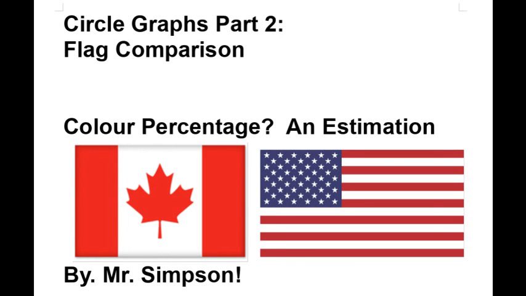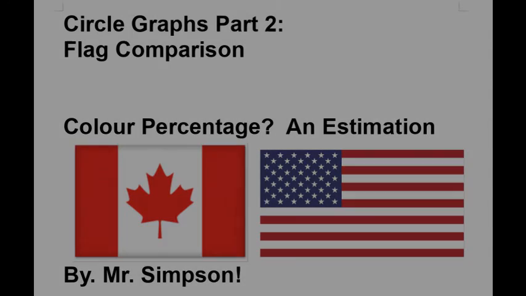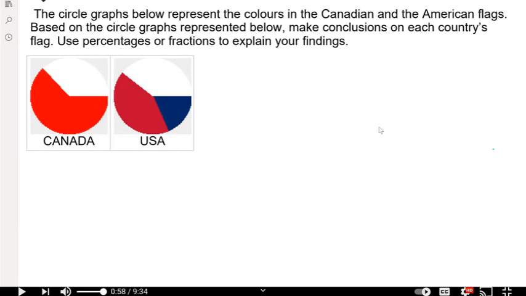The circle graphs below represent two colors in the Canadian flag and the American flag. Based on the circles in those graphs, I'd like you to take a moment and look at each color for each graph and tell me what you think we have as a percentage for each part of the graph. Take a look at the Canada flag.